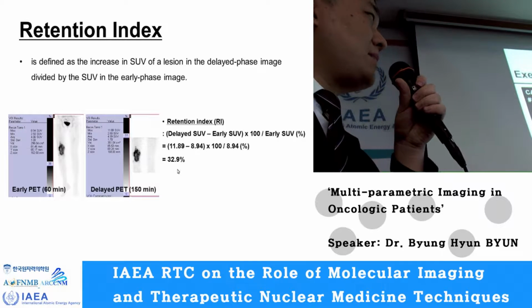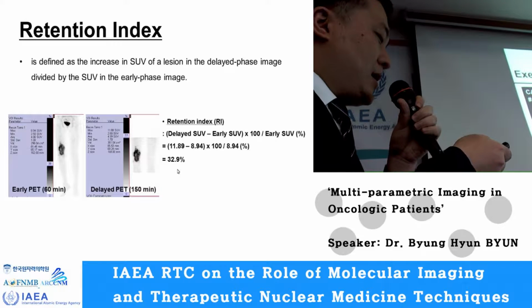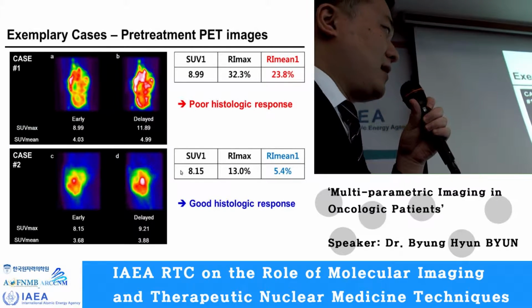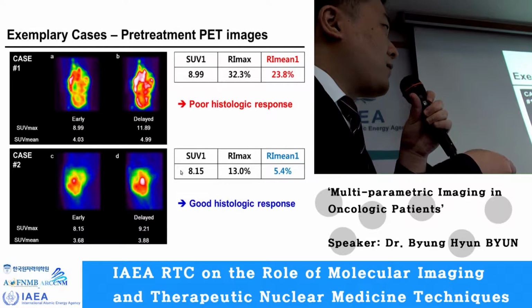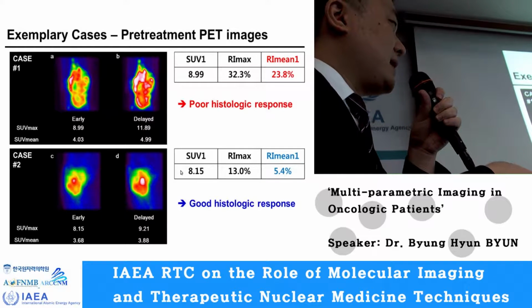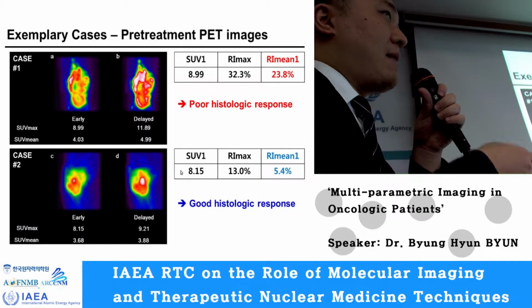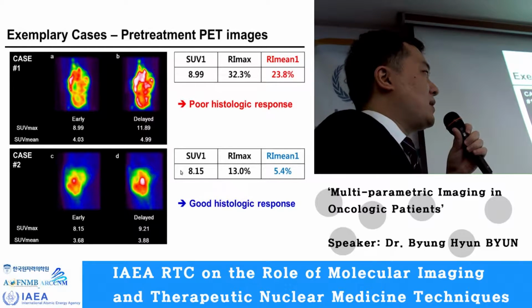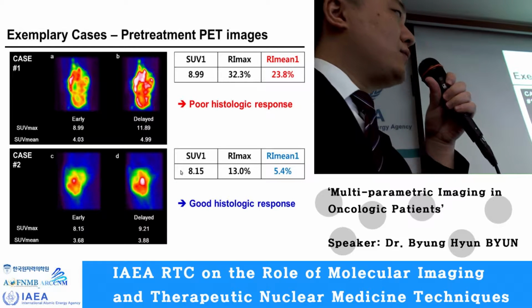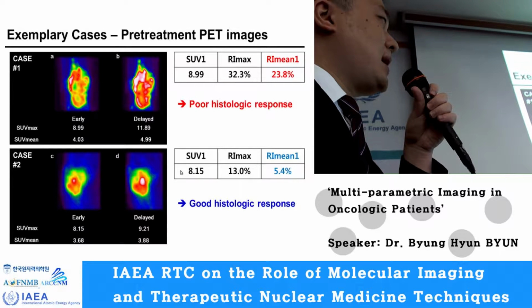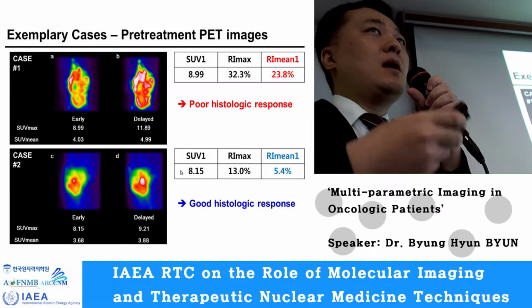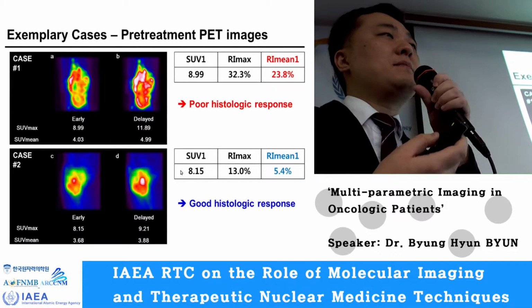This is an example. In the upper images, this is early PET and this is delayed PET. You can see a significant increase in the SUV of FDG uptake on delayed PET. So the retention index was more than 20%. Actually, the patient showed poor histologic response based on the post-surgical specimen.